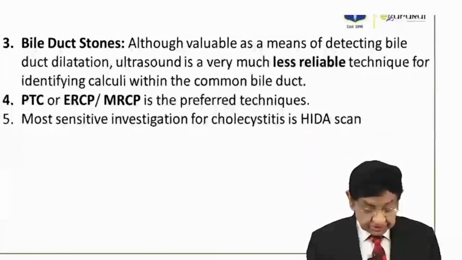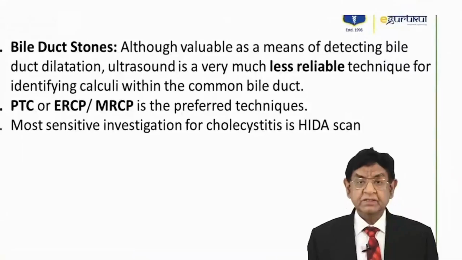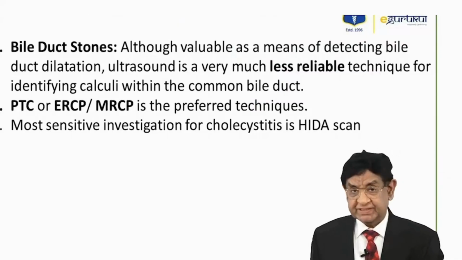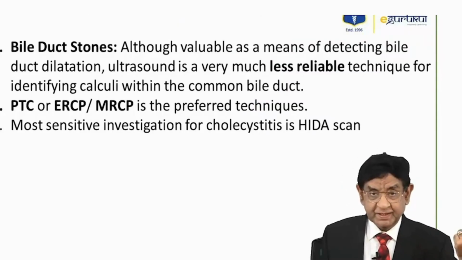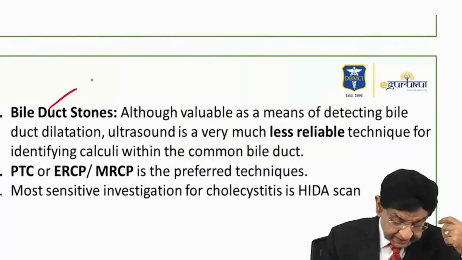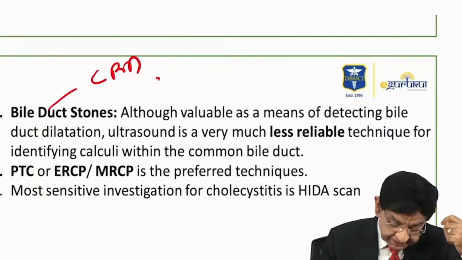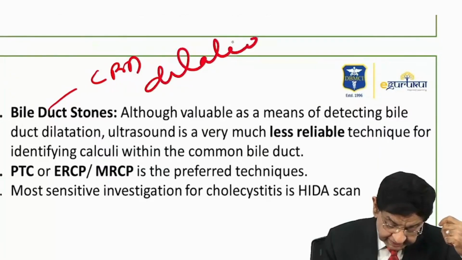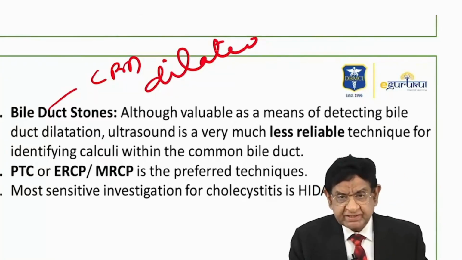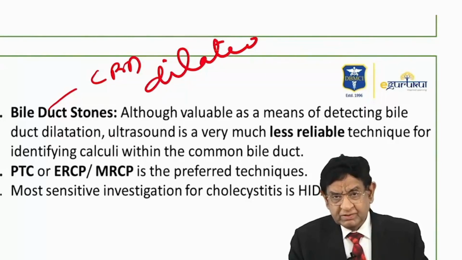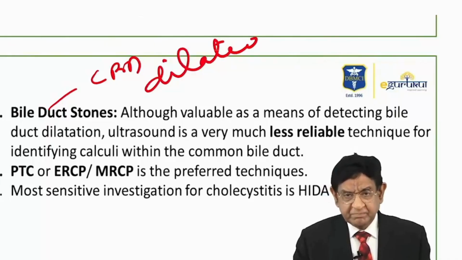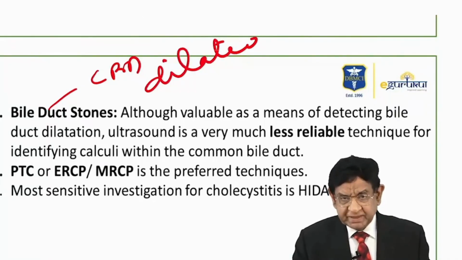Bile duct stones can be seen by sonography but not as well as we see the stone in the gallbladder. But what we can see is the common bile duct dilated. That is much more easily picked up, and they can even measure the size of the common bile duct also. Okay, stone may or may not be picked up by the ultrasound, but bile duct dilation again indicates perhaps we are dealing with a stone.